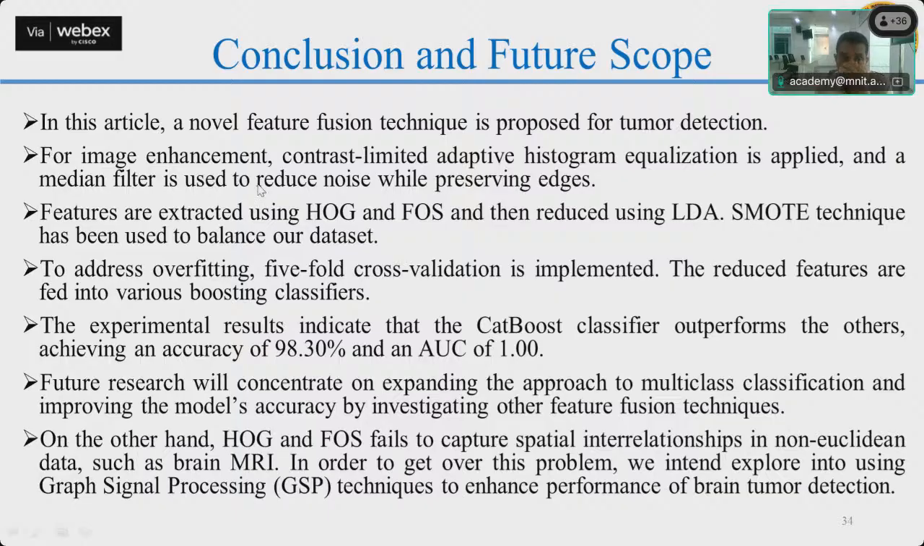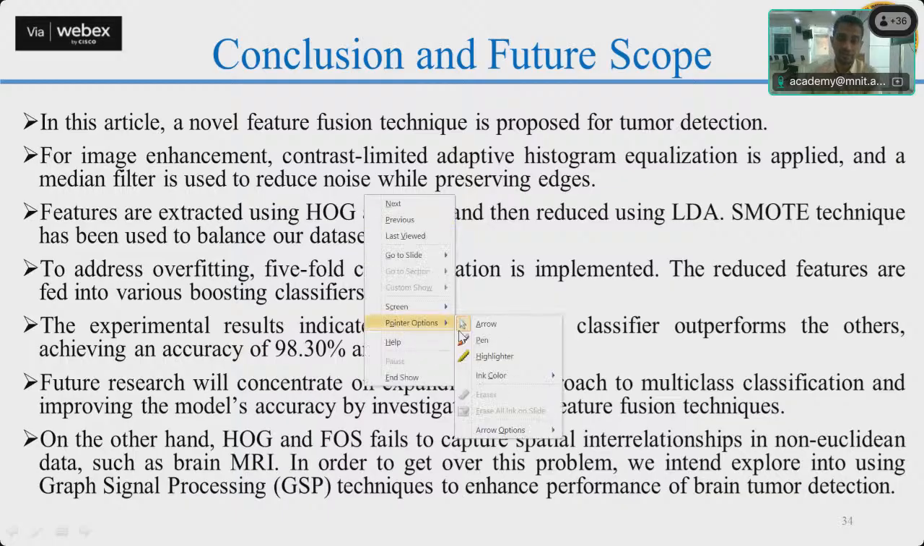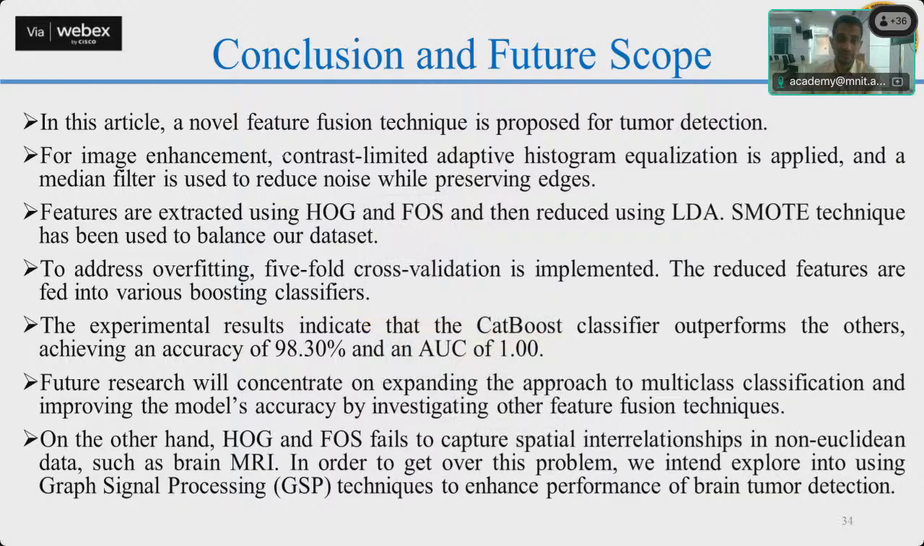So what's the conclusion in this article? A novel feature fusion technique is proposed for tumor detection. For image enhancement, contrast limited adaptive histogram equalization is applied with a median filter used to reduce the noise. Features are extracted using HOG and FOS, and then LDA is used. We have used five-fold cross validation, implemented to address overfitting. Apart from it, we have used LDA.